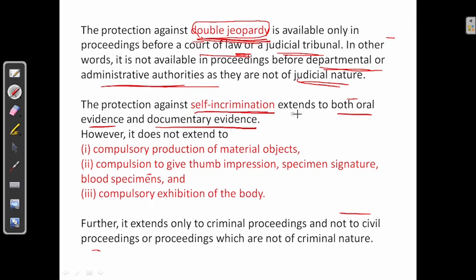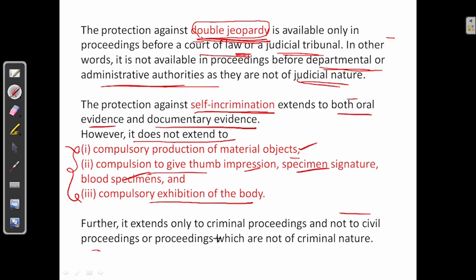However, it does not extend to compulsory production of material objects. Next, it does not extend to compulsion to give thumb impression, specimen signature, blood specimens, etc. Next, it does not extend to compulsory exhibition of the body. Though it extends to both oral evidence and documentary evidence, it doesn't extend to these three provisions.